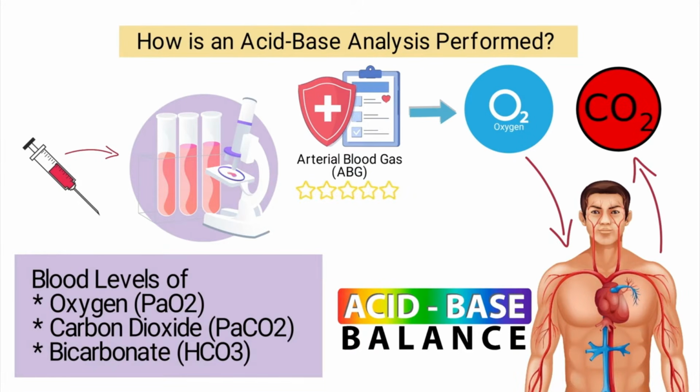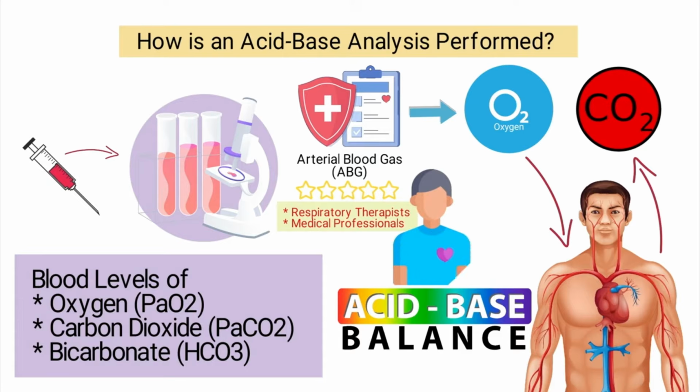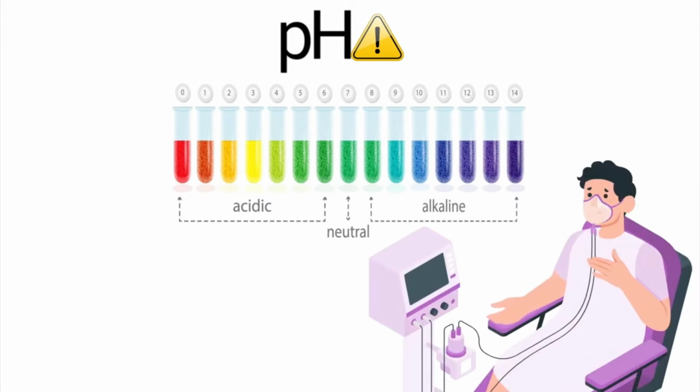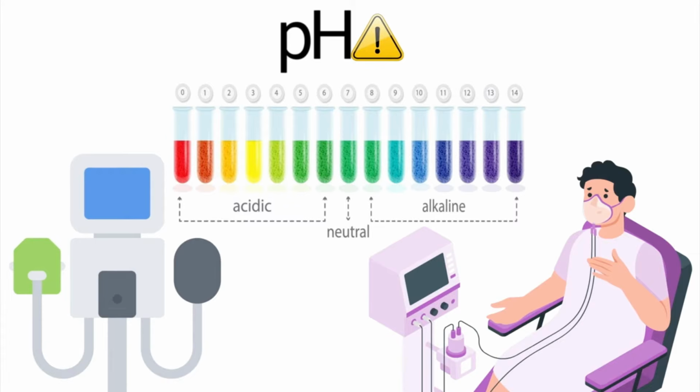ABG interpretation is a very important skill for respiratory therapists and medical professionals because it helps with the assessment of the patient's acid-base balance. If the pH is outside of the normal range, the patient may require other interventions such as oxygen therapy or mechanical ventilation. Now let's take a look at the acid-base normal values.